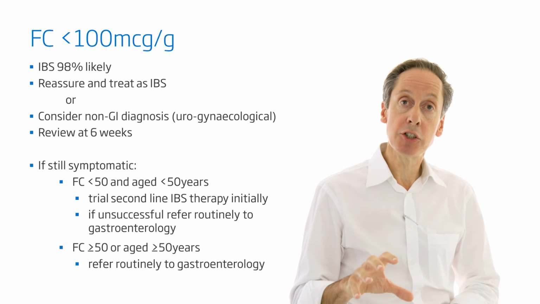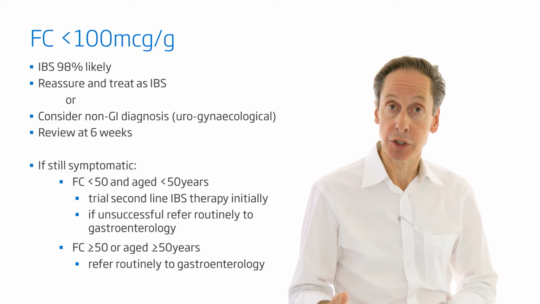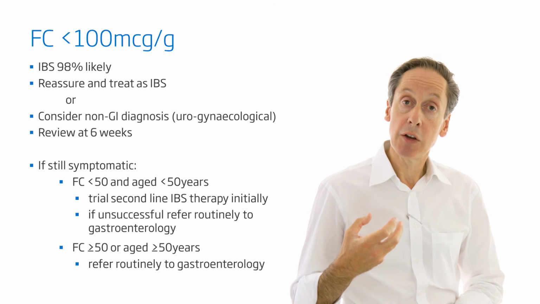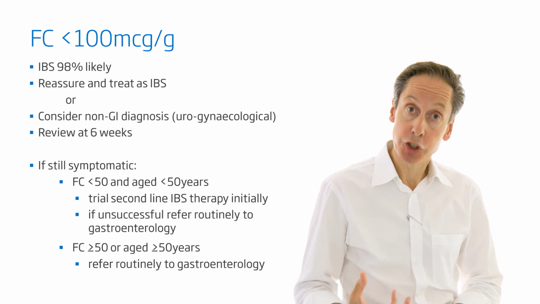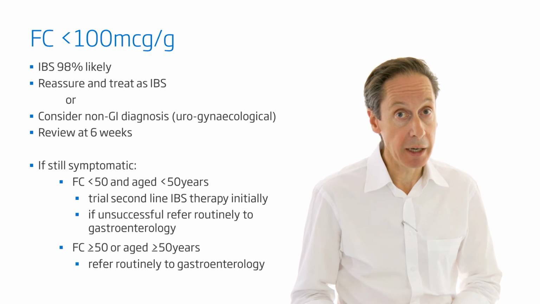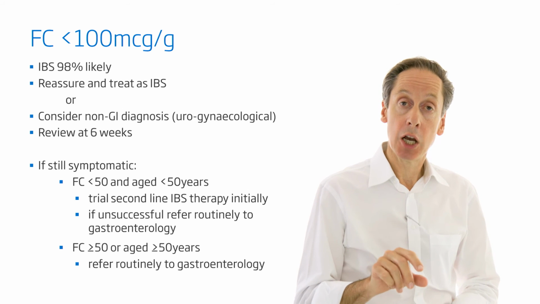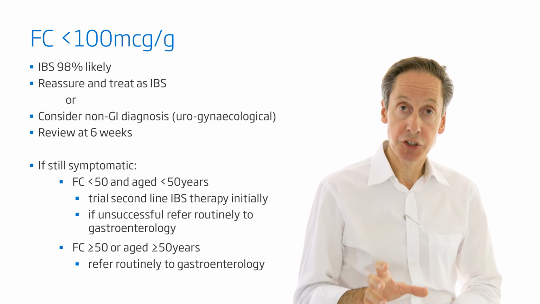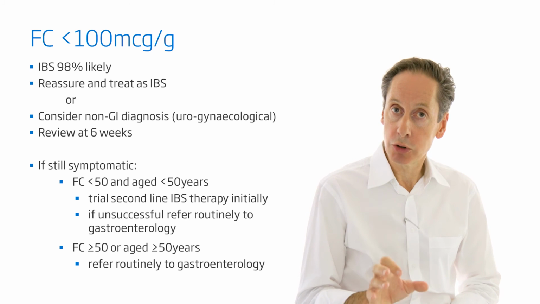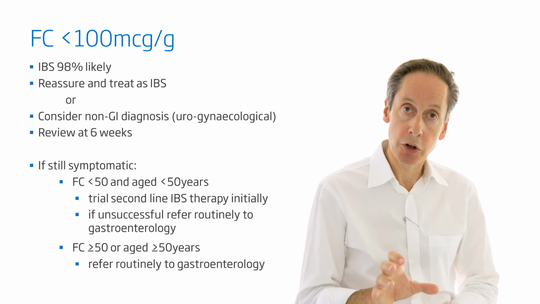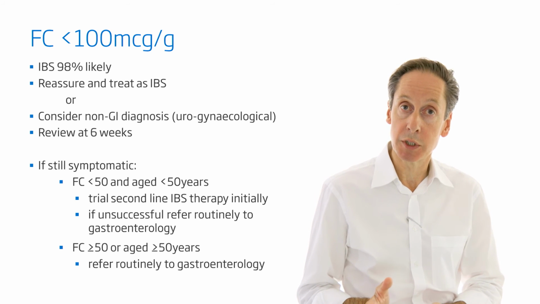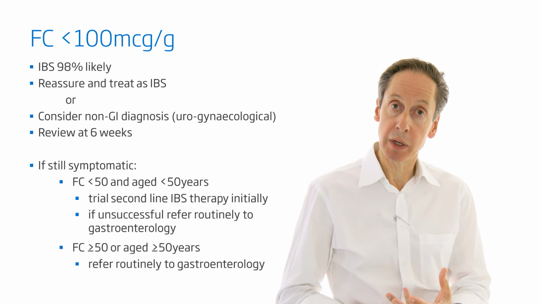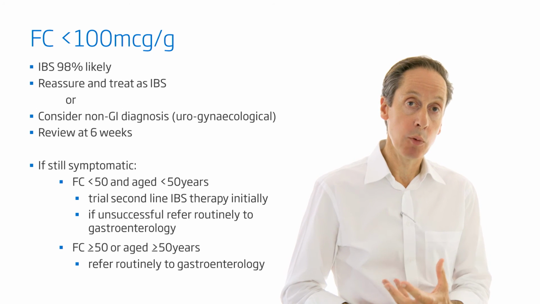The first situation is when the patient has a fecal calprotectin of less than 100. Here, there's a high likelihood of irritable bowel syndrome. You should give that diagnosis positively to the patient, reassure them, and treat them as NICE directs. There are links on the algorithm to the NICE treatment pathway. You should consider alternative non-GI diagnoses, as I've just mentioned. Urogynecological disorders might give similar symptoms, and a normal calprotectin may give you the lead on this. Treat the patient and review at 6 weeks, and this is when you decide how and in what way to close the loop.